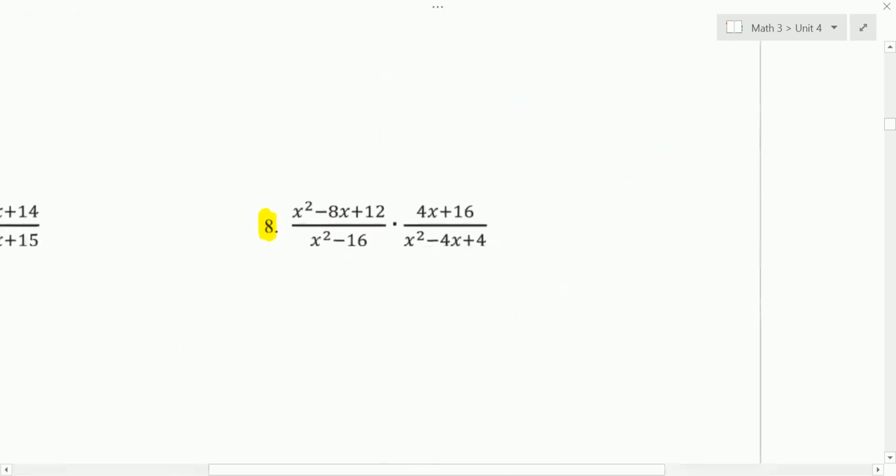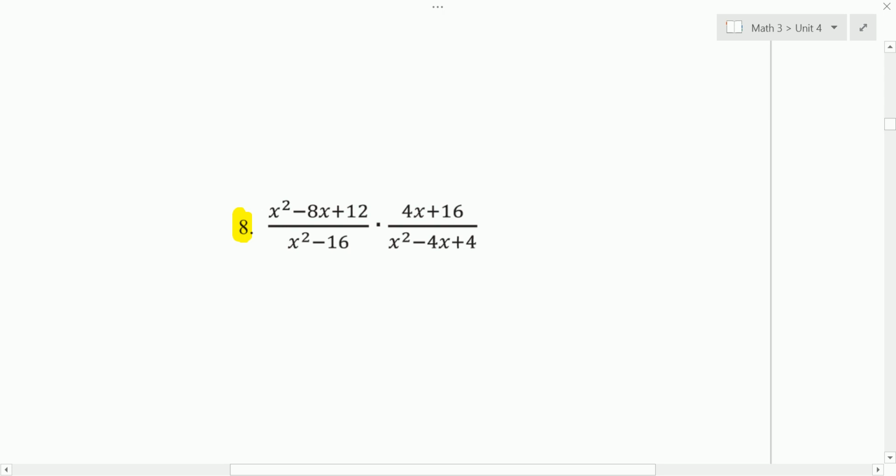Number 8, the multiplication problem, and we need to factor in order to get to simplification. And so this first part here, we're looking for two numbers that multiply to 12 and add to negative 8. So if you think of your multiples of 12, 6 and 2 add to 8, and we need them both to be negative, so this factors to x minus 6 times x minus 2. X squared minus 16 is a difference of two squares, so factors to x plus 4 times x minus 4. On the top right hand side, we can factor out a 4 and get x plus 4. And we're looking for two numbers that multiply to 4 and add to negative 4. So we get x minus 2, x minus 2.